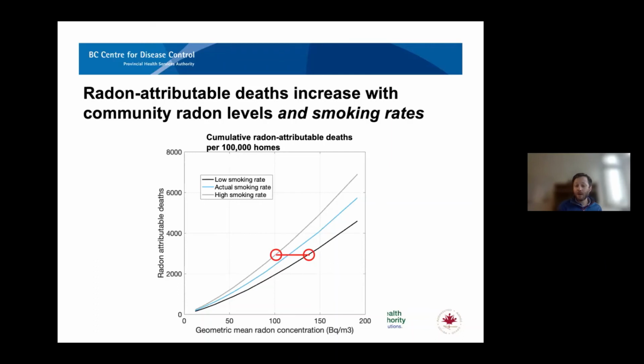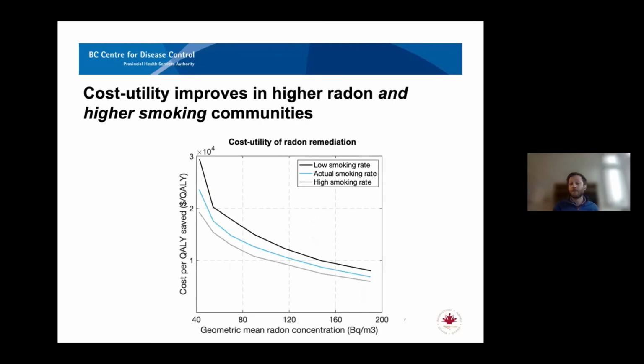And so if you're in a low radon community with a high smoking rate, the impact of radon in your community is actually, you can look across that line and see it's the same as a high radon level in a low smoking community. So it's really not just one or the other, it's the interaction of these two that governs a community's risk. Then looking at the same cost utility curve that we looked at before, again, adding 2 more lines to it, one for the low smoking rate and one for the high smoking rate. Across any given radon concentration, the cost utility is higher if you're in a community that has higher smoking rates.